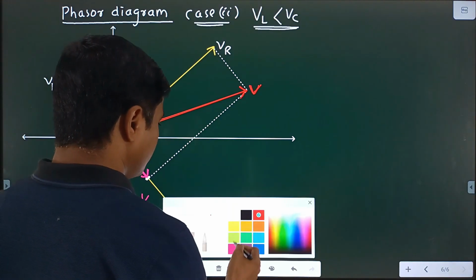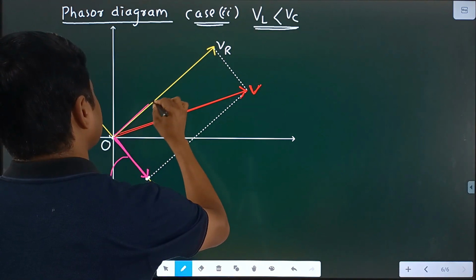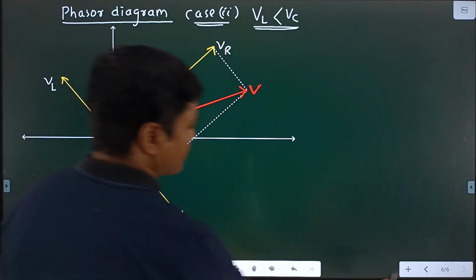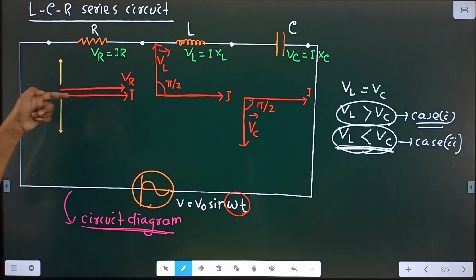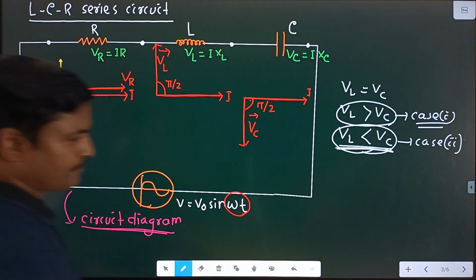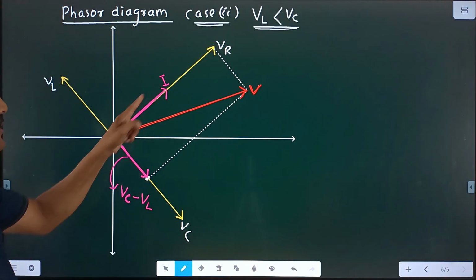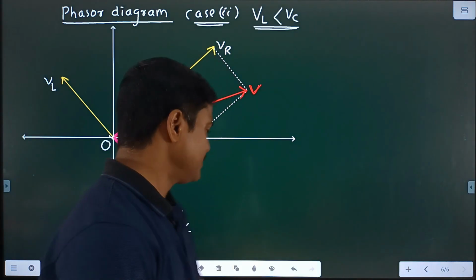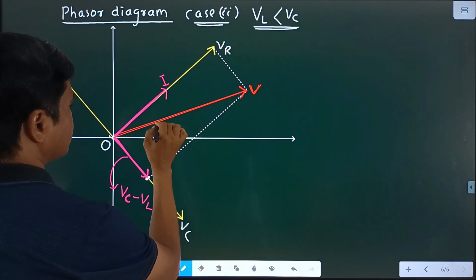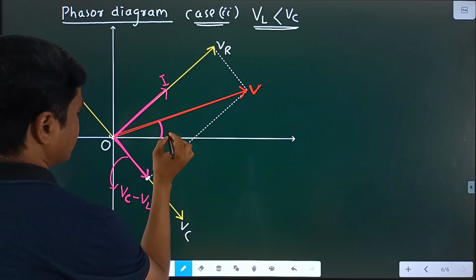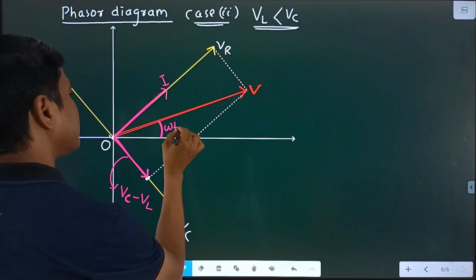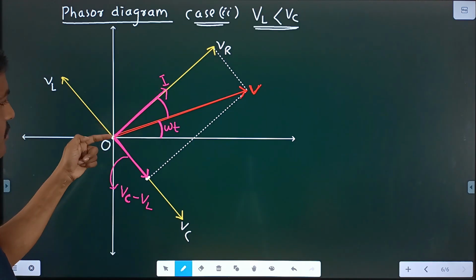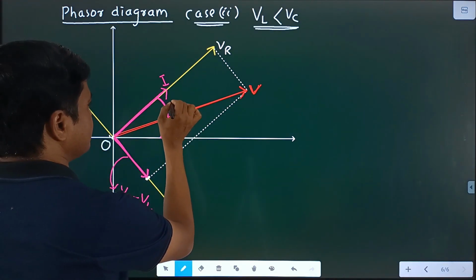And what is the direction of current? You know the direction of current, that is same as VR. This is the current phasor. Because from this point, direction of current is same as VR. So this is the direction of the current. And you know the expression of the applied voltage, that is V is equal to V0 into sine omega t. So for voltage, we write this one, omega t. Clear? And this is the phase difference between the current and voltage, because this is the current phasor, this is the resultant voltage. This difference, we write that is phi.